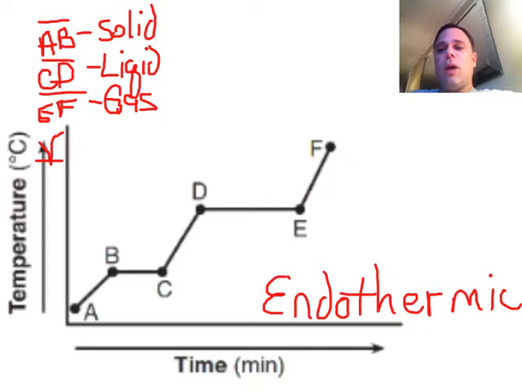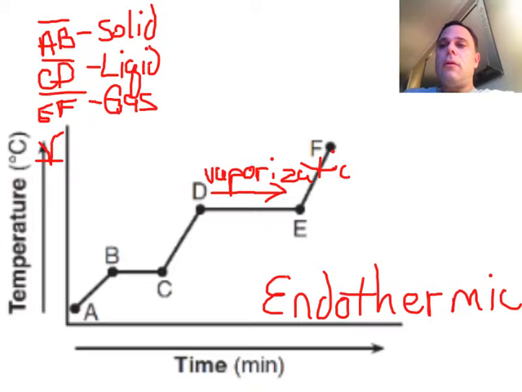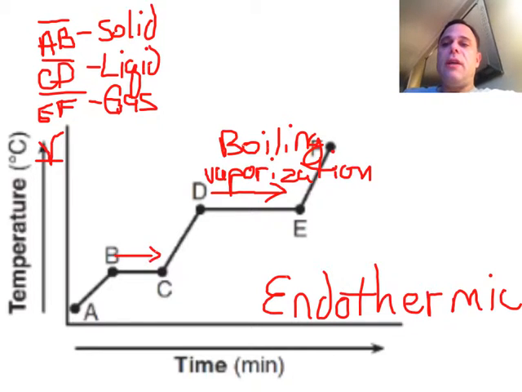Let me also give you a couple of other key vocabulary terms here. When we go from D to E, we call that vaporization. And we could also say boiling. When we go from B to C, we could say that's fusion, or we could say melting.